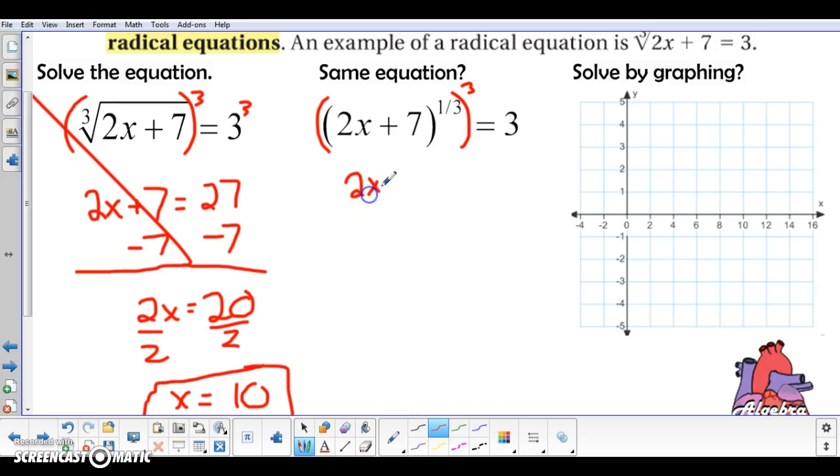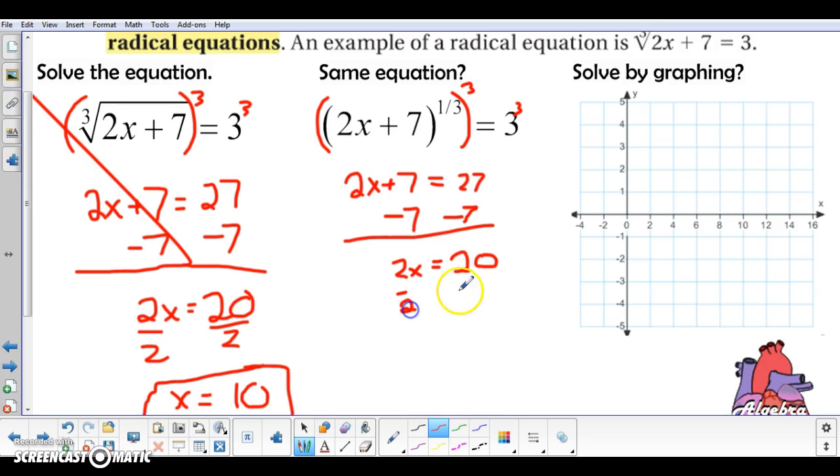So I now have 2x plus 7 to the first, which doesn't need parentheses or an exponent. Now if I do something to the left side, better do the same to the right side. 3 cubed happens to be 27. You'll notice we have the same equation again. I'll subtract 7. I'll divide by 2. And x is going to equal 10 once again. So, a couple of ways of solving an equation with a radical or a rational exponent. And again, plug it back in. 10 times 2 is 20, plus 7 is 27. Raise to the 1/3 power. Yes, that's 3.